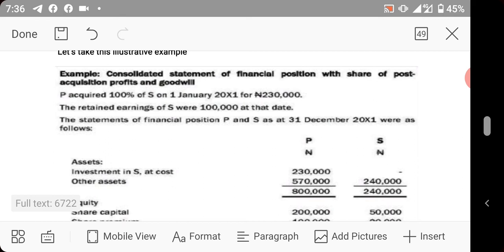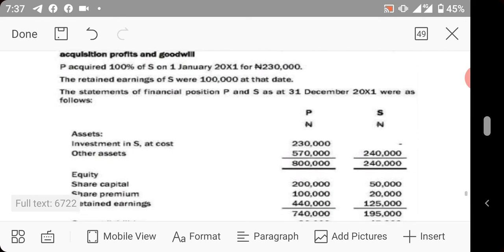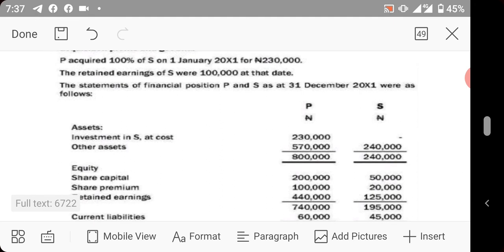Good. So we now have: P acquired 100% of S on 1st January 20X1 for 230,000 naira. The retained earnings of S were 100,000 at that date. You see, as I told you earlier on, the question would always, at all times, give you the pre-acquisition retained earnings. Now, you have to find your post-acquisition retained earnings. That is your work. And I have told you how to do that. Is that understood? Good. We'll continue. So now these are the financial positions. We have investment in S. We have other assets.